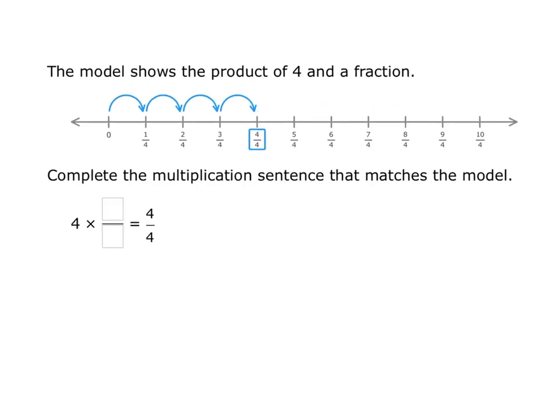The model shows the product of 4 and a fraction. So let's count by 1/4. A total of 4 times takes us to 4/4. So what are we missing here? We had 4 times we counted by. The fraction 1/4 is what we're missing to get us a total of 4/4.